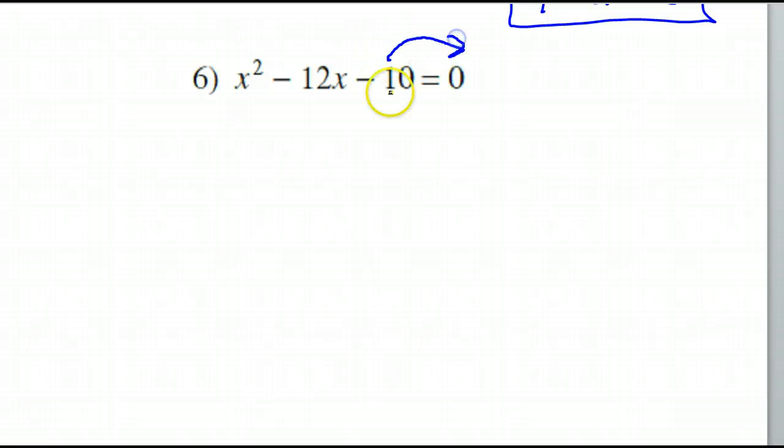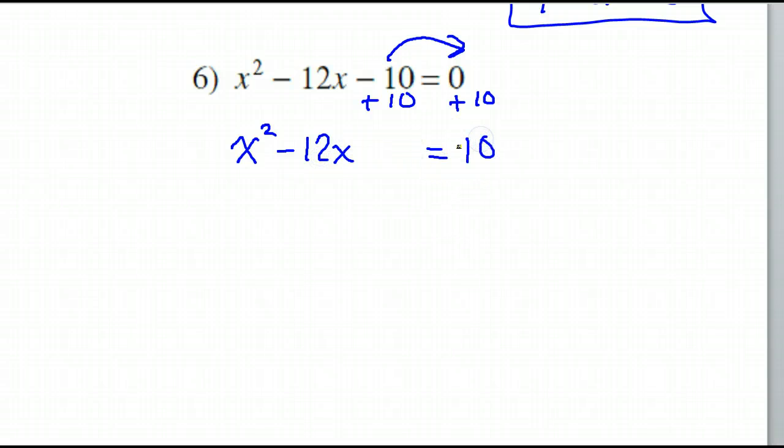Alright, let's move that 10 out of the way by adding 10 to both sides. So that will give us x squared minus 12x, leave a space, equals 10. What is the magic number that will complete the square? Hopefully you said 36 is the magic number. Alright, and you got that because half of negative 12 is negative 6. Negative 6 squared is 36, which you must add to both sides. Do not forget to add it on the right. A lot of kids forget to add it on the right hand side.